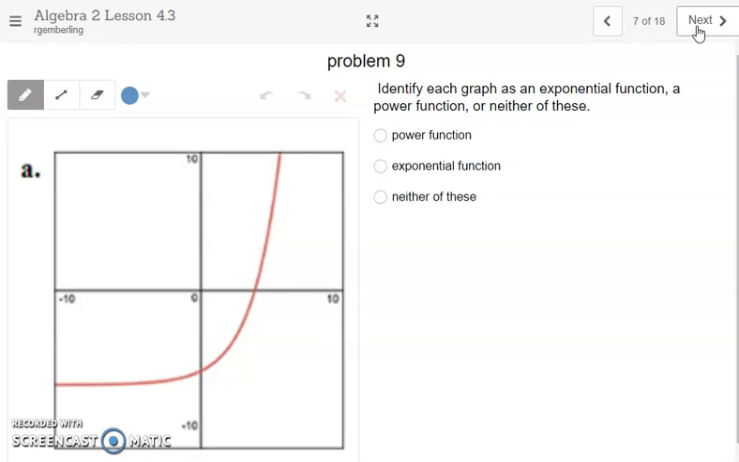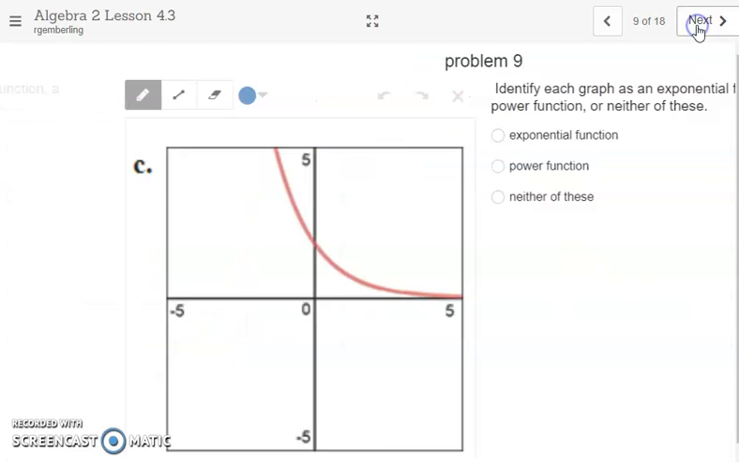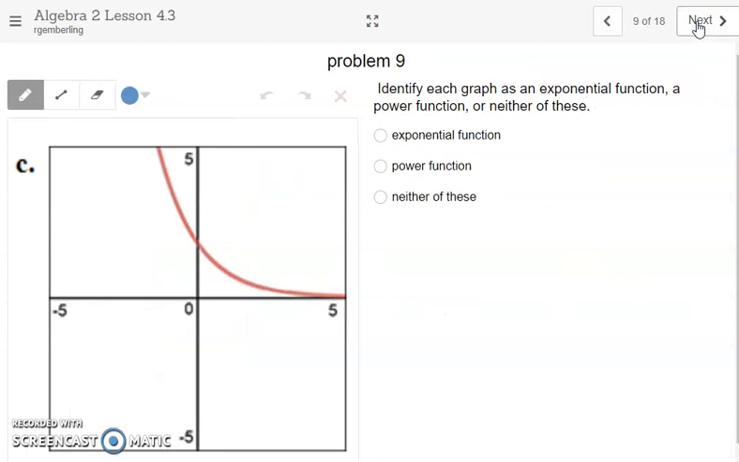It was a video from earlier in the week, or in the last week, that is actually one of the first problems in the video. Same thing here. Is it a power function or neither? Or exponential, and the same thing here.